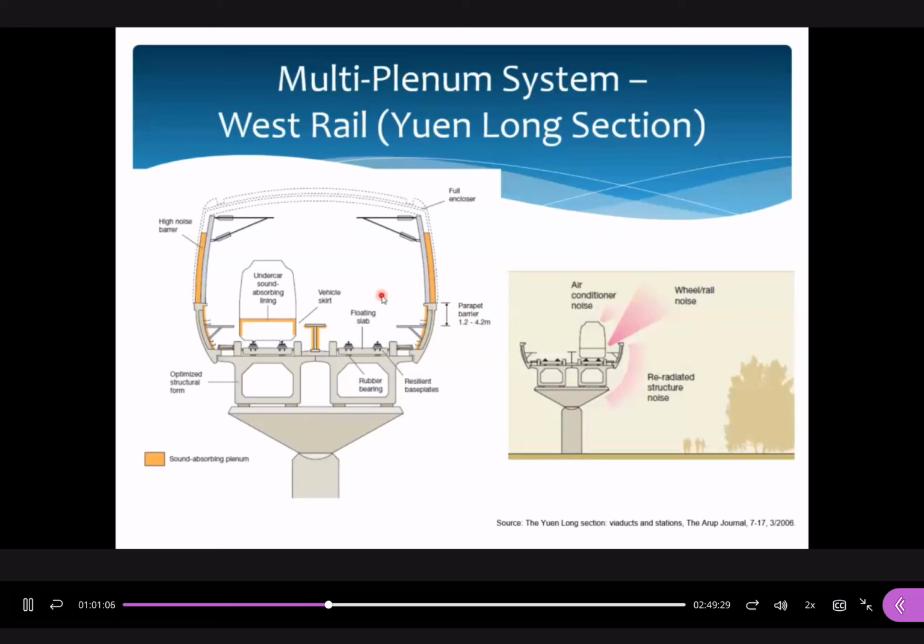For airborne noise, they install some absorbing lining materials here, shown in yellow color. And you can see that in the long sections of West Rail, they make use of the floating slab track. This is a floating slab, okay? Be careful. The provision of the floating slab is to reduce the structure-borne noise, not airborne noise. The provision of these barriers and absorbing lining materials is used to reduce the airborne noise effects.